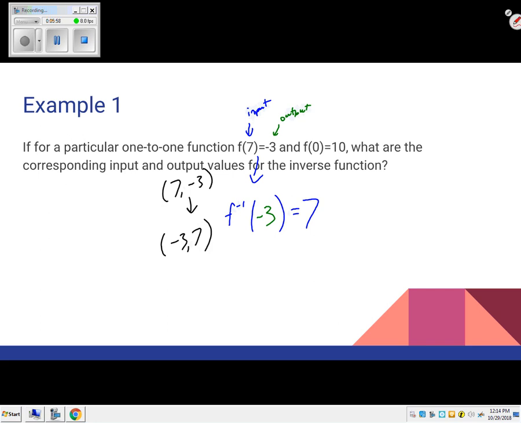So if I do this other one, f inverse of some number should equal your output. And so what was my output, this 10, will go on the inside. And what was my input will now be my output. Yeah, all I'm doing is just exchanging those two numbers. So as long as we're doing that, we're getting the idea down at least.